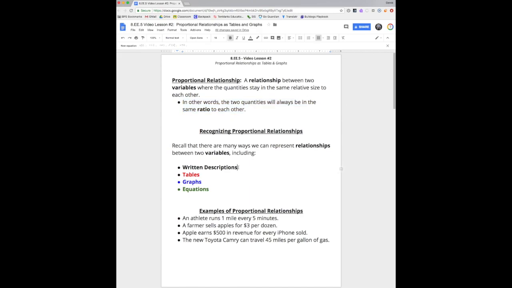In video number 1, we looked at written descriptions and some examples of proportional relationships when they were represented as a written description. We looked at the example of an athlete who runs 1 mile every 5 minutes, and also the example of a farmer who sells apples for $3 per dozen. We will continue to look at those two examples in the context of tables and graphs.